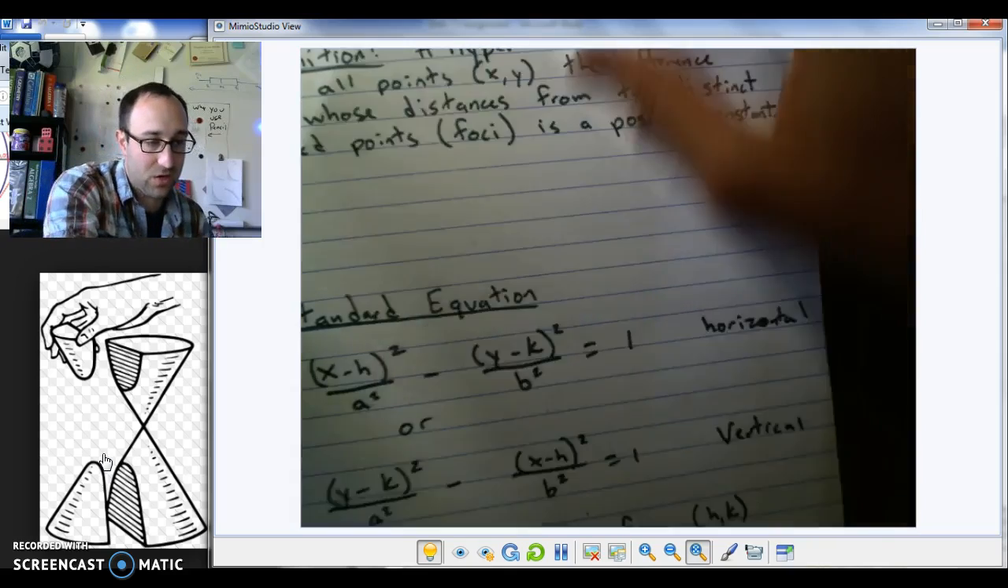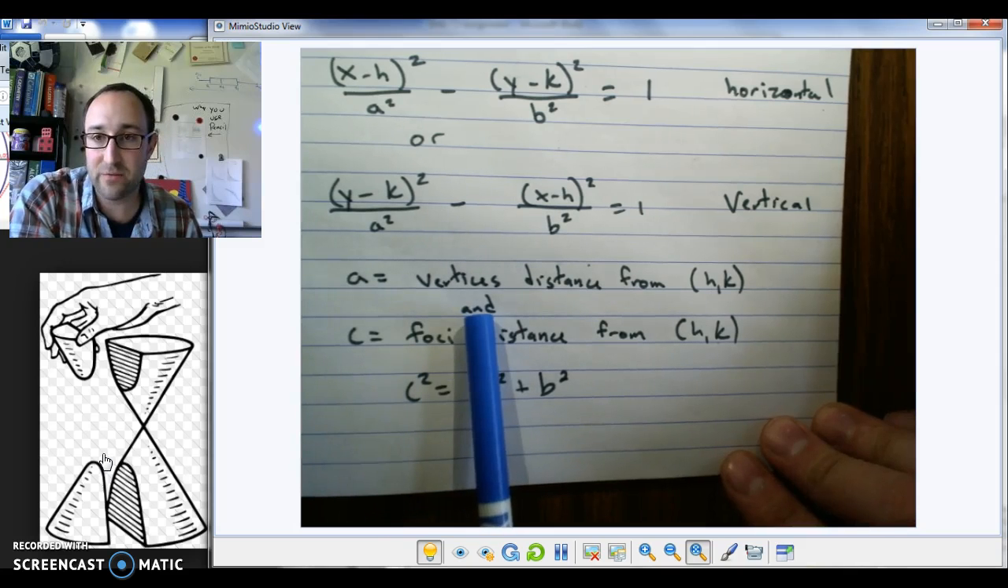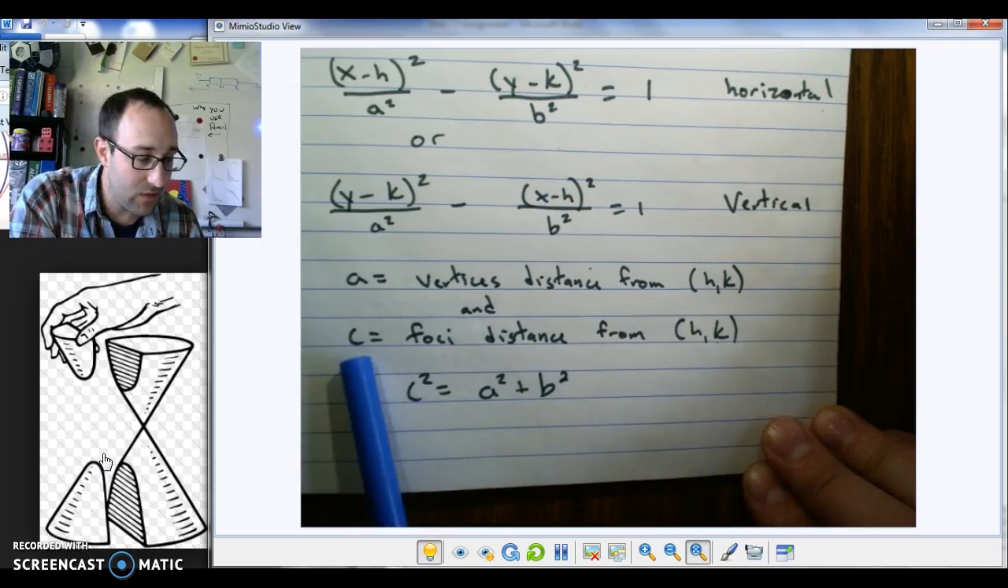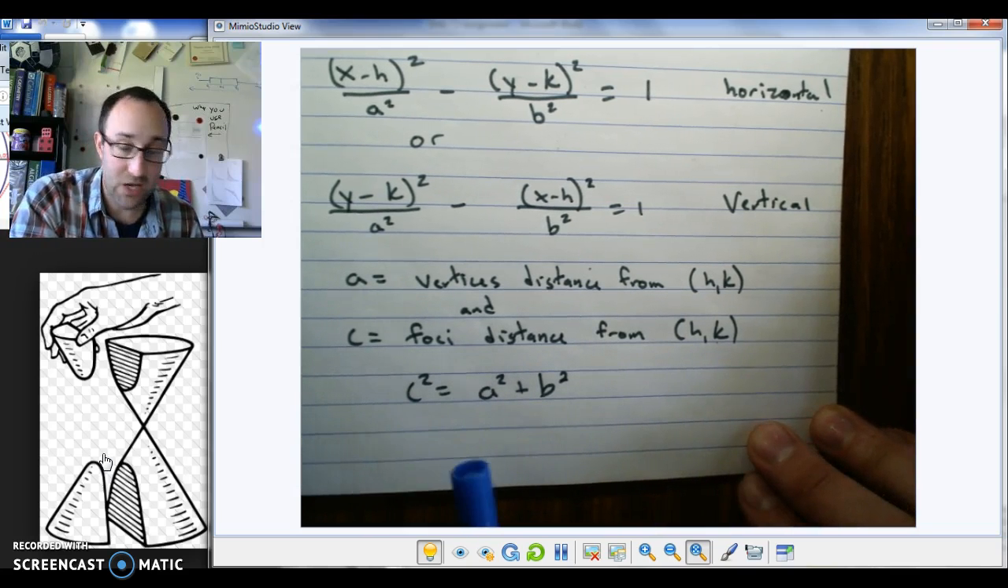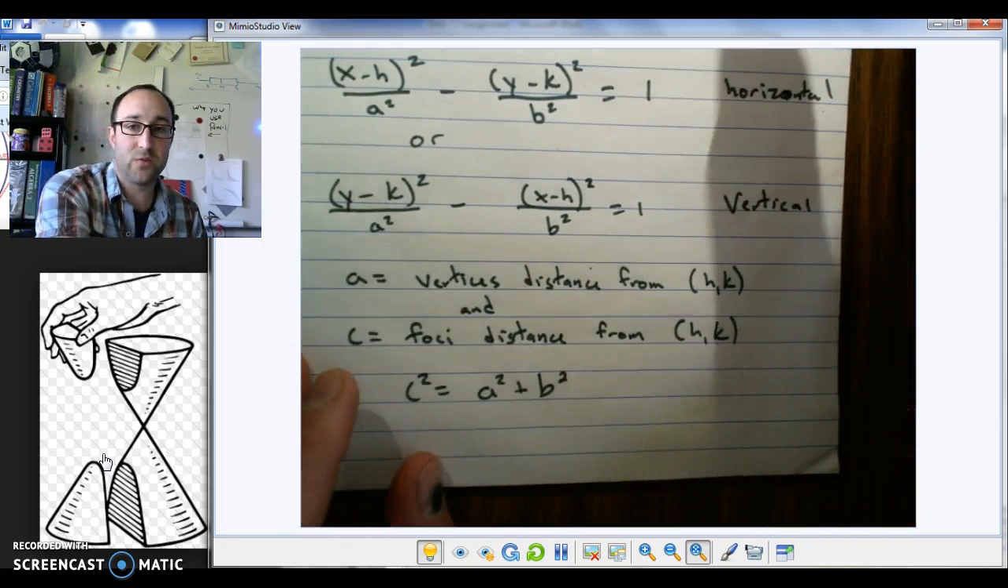Let's go through and just do a couple of extra things down here. We know a, still the same thing. It's the vertex distance from the center (h, k), and c is the foci distance from (h, k), just like we have done before. This time c squared equals a squared plus b squared, not a squared minus b squared. Okay, so there's all sorts of stuff we have.